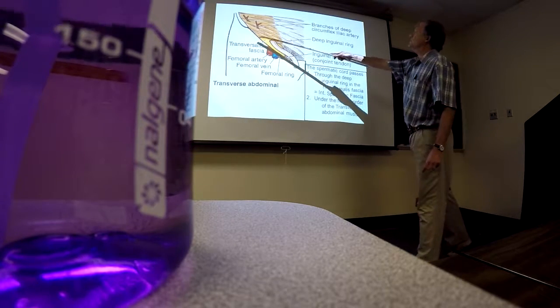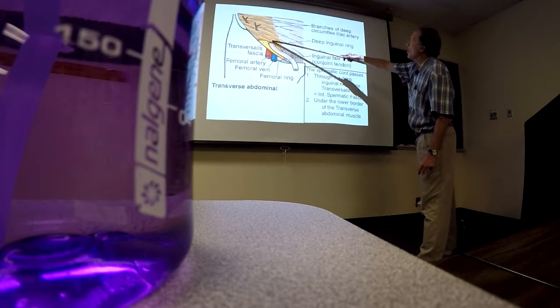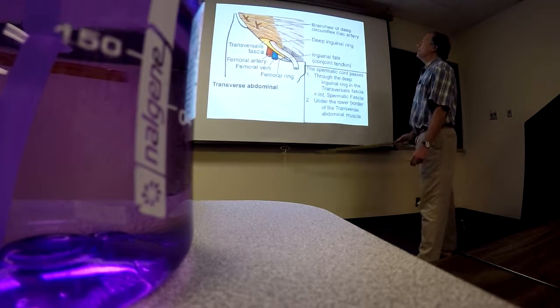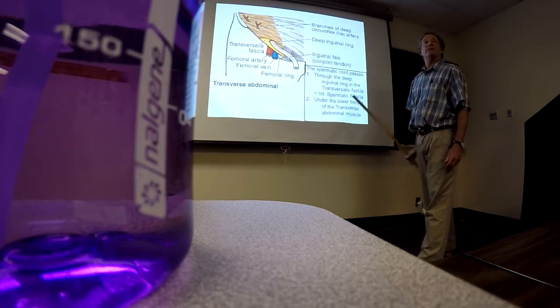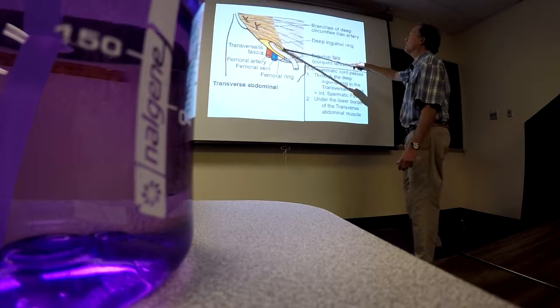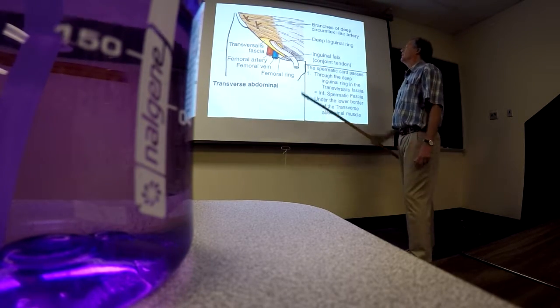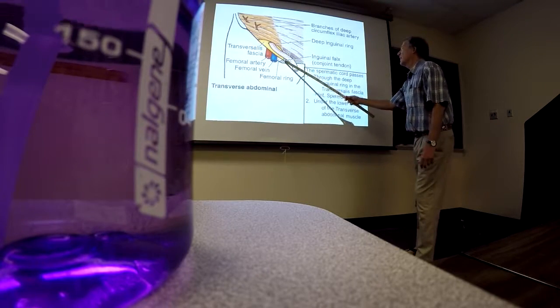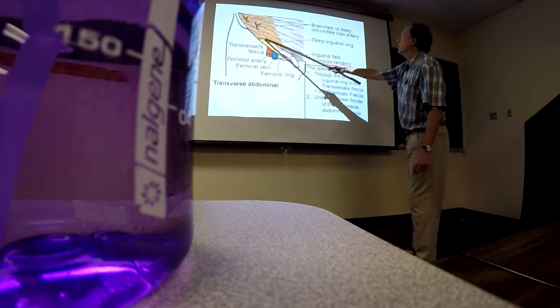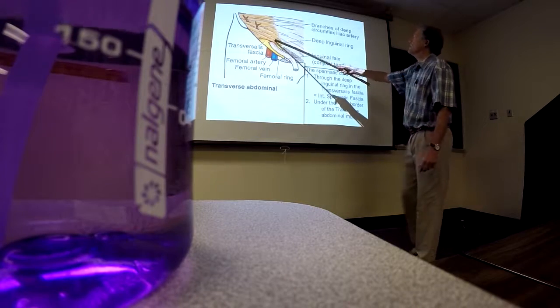The transversus abdominis sort of arches over, but they don't have to pass through it. They just pass under the transversus abdominis. Okay, they go under this where it's arching over like that, through that conjoint tendon, so the structures don't pass through this muscle.